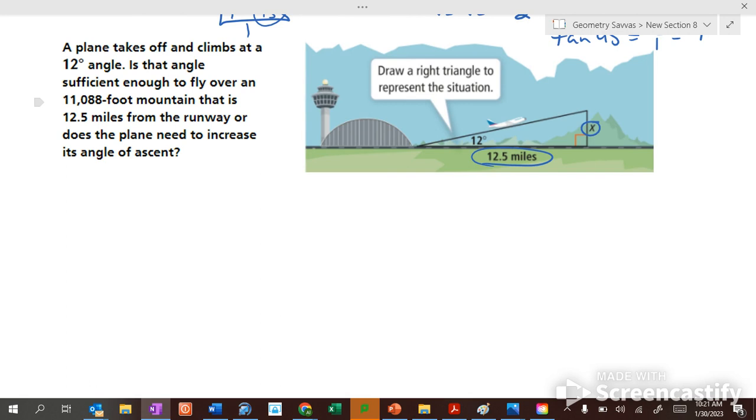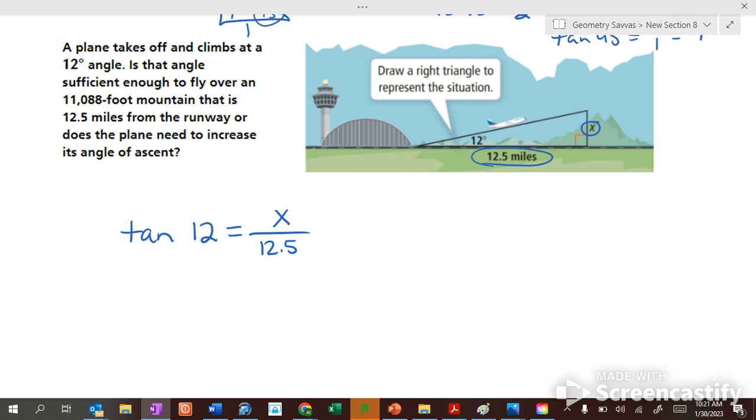Opposite over adjacent. Opposite adjacent goes with a T for tangent. Tangent of my angle. What's my angle? 12 degrees equals my opposite side, x, over my adjacent side, 12.5 miles.